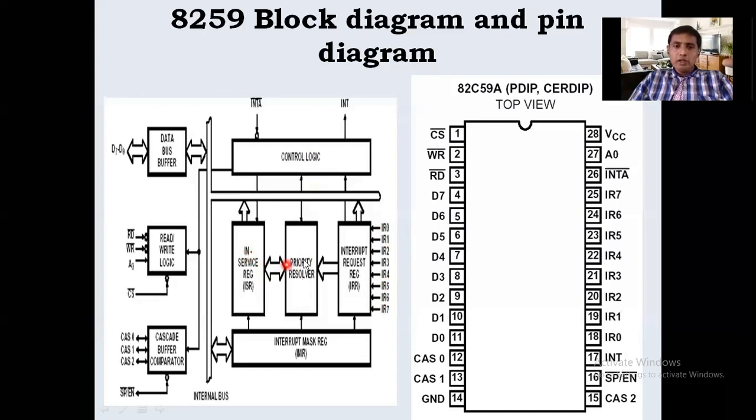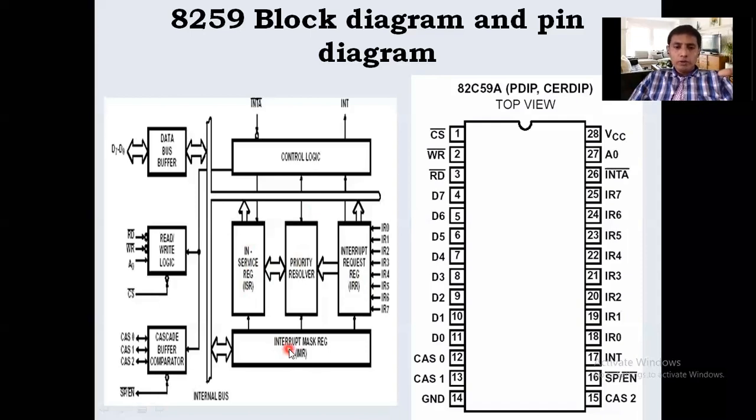So the priority resolver will take the interrupt request signals from the IRR, and later it will provide the interrupt levels to each interrupt request signal in association with control logic. Which interrupt has the highest priority, that information is conveyed to the interrupt service register, where the corresponding interrupt is being serviced. The interrupt mask register, as said, stores the masking bits of interrupts.